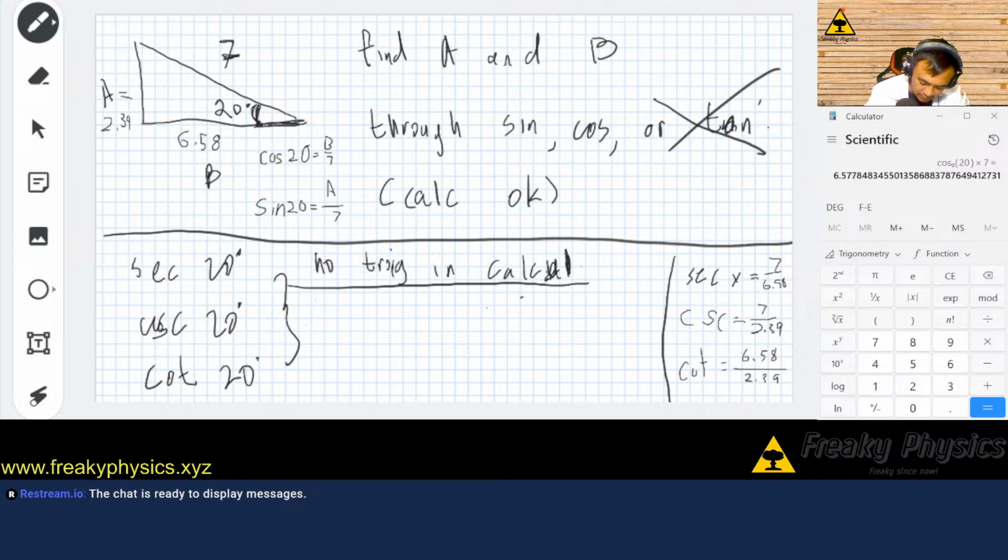What am I trying to find? Just find the final answers to 2 decimal places. Oh, 2 decimal places. Okay. 1.06. 2.93.